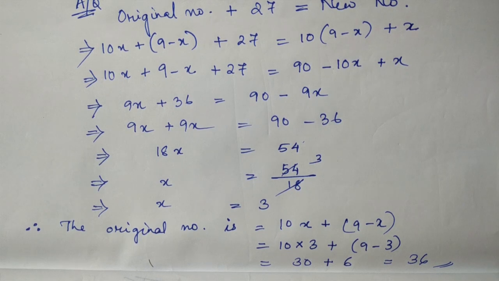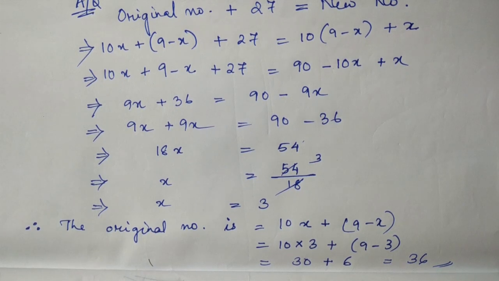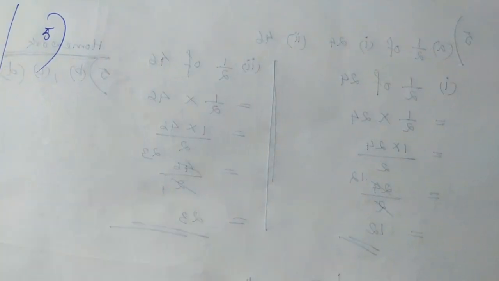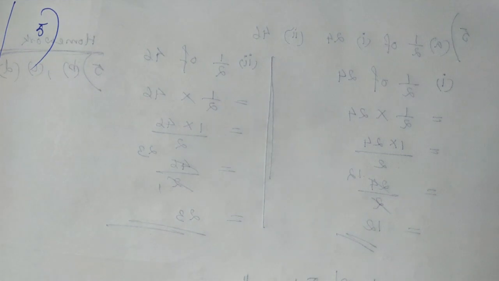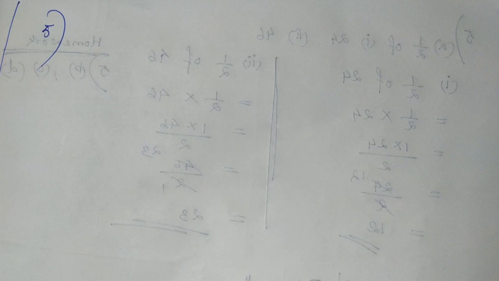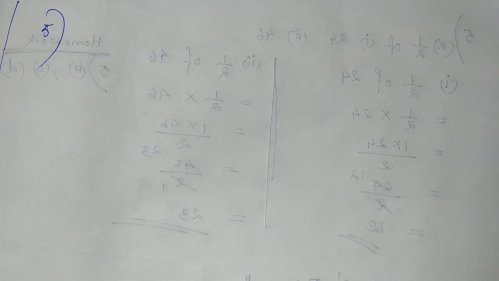And now we'll be doing question number 5. Let's read the question first. Question number 5 is: Shobo's mother's present age is 6 times Shobo's present age. Shobo's age 5 years from now will be 1/3 of his mother's present age. What are their present ages?